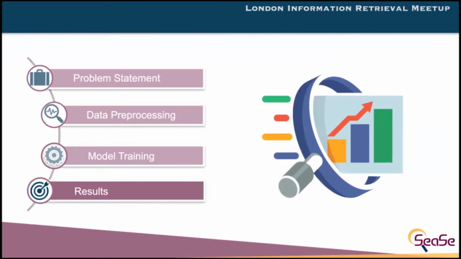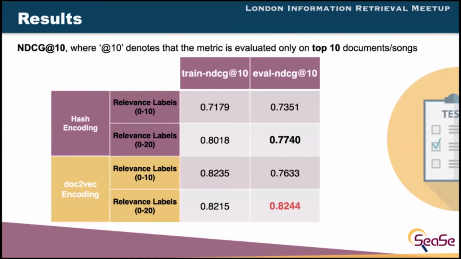And then finally, I will show you the results obtained. In our case, as mentioned earlier, we use the NDCG at 10, where at 10 denotes that the metric is evaluated only on the top 10 songs, top 10 documents. We summarize in this table the NDCG at 10 values obtained after the model training. Actually, we created 4 different models, with different types of encoding of the track name features, and with different ways of grouping the position values: relevance label from 0 to 10 and relevance label from 0 to 20.